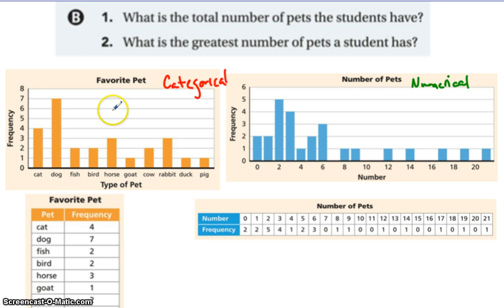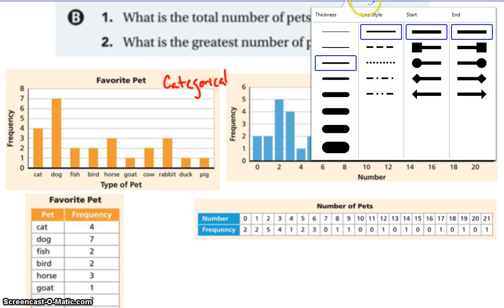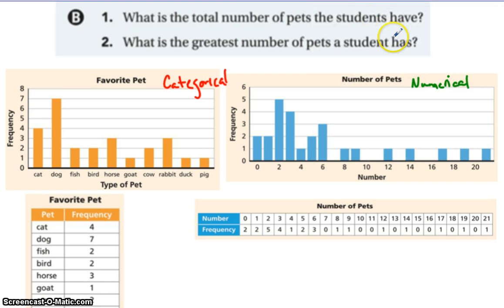All right, so keeping up with that, number B1 says, what is the total number of pets that students have? Taking a look at this, which one do you think is going to give us that answer? Okay, the one that's going to give us the total number of pets that students have is going to come from the number of pets. And how we're going to do that is we're going to add up the frequency of occurrences.